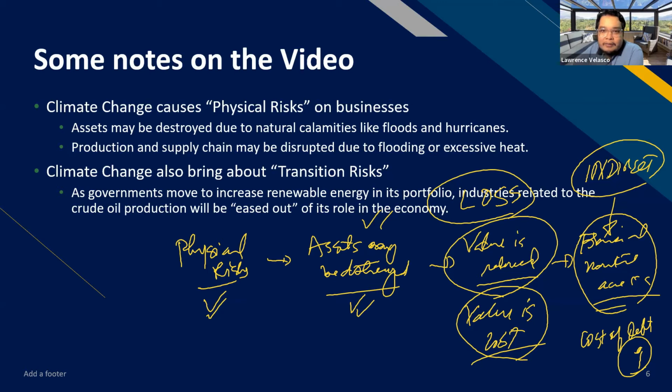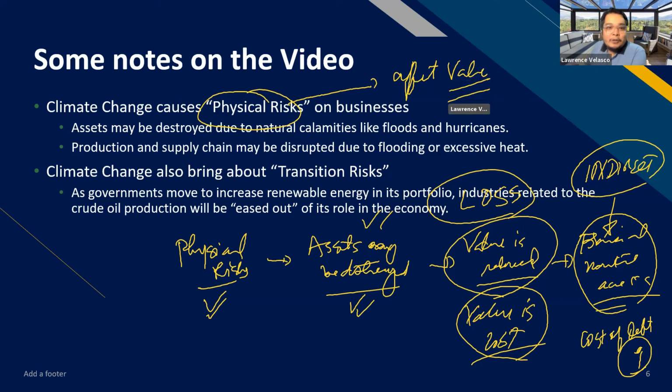Okay, so here we can see, directly or indirectly, that physical risks affect the value of businesses, and since they reduce value, that's something that we should be prepared for, right? The actions that we do so that we can prevent loss is something that businesses should plan for, no?